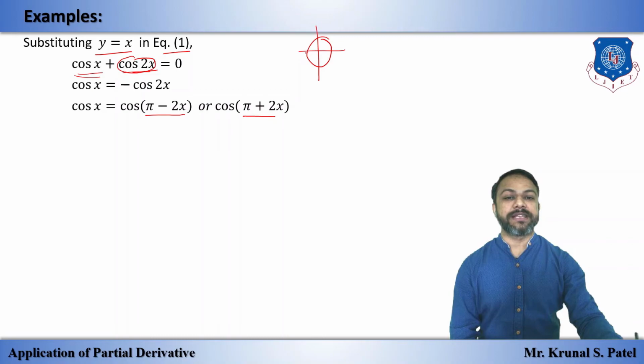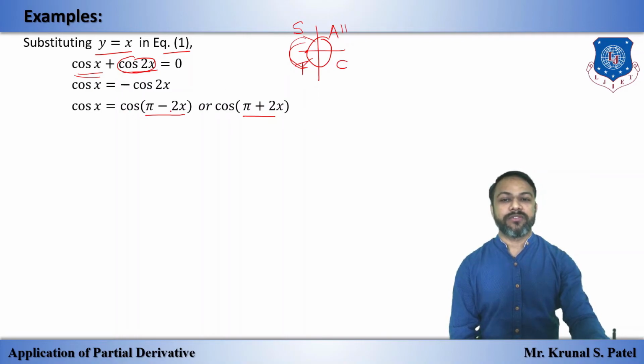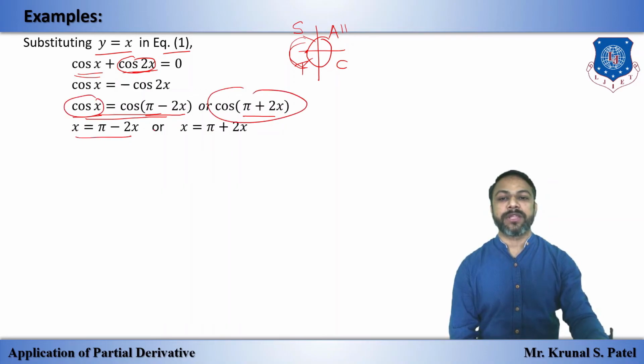Okay, so pi is here, minus is here, plus is here, and in both these quadrants cos is minus, because of all S, T, C. So by using this one, first this, cancelling out cos, x is equal to pi minus 2x, and by using this equal to this, I cancel out cos, we have x is equal to pi plus 2x.